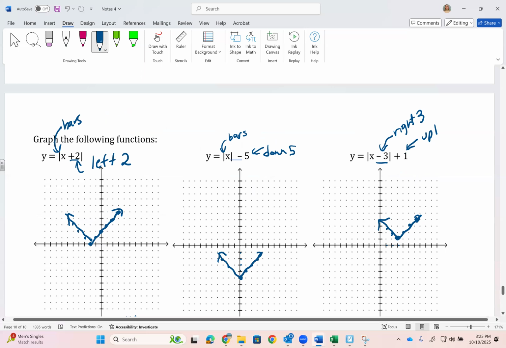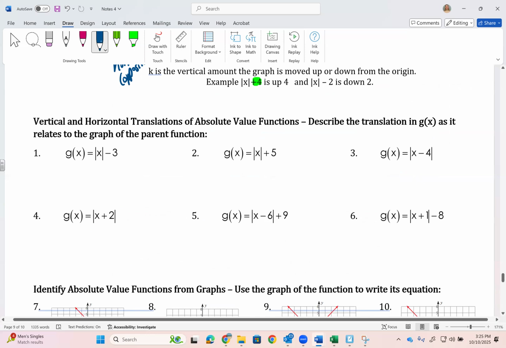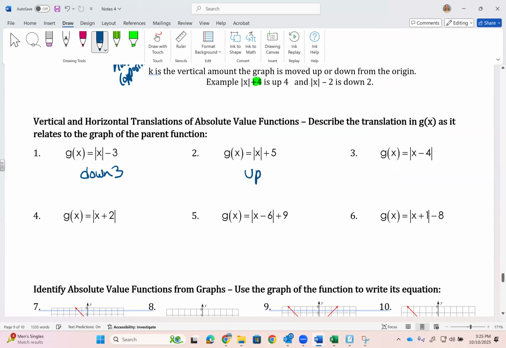So let's think about, can we write what this would do? What would this first one here do? This would be down 3. Why? Because it's not by the X. It's outside the function. This would be up 5. This right here is by the X, so it's going to be right 4. Remember, by the X shifts it left or right, the opposite of what we see. This is going to be left 2. This has 2 things going on. This is right 6 and up 9. This is left 1 and down 8.